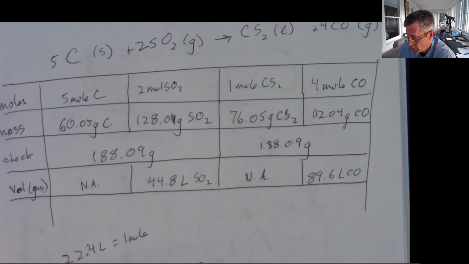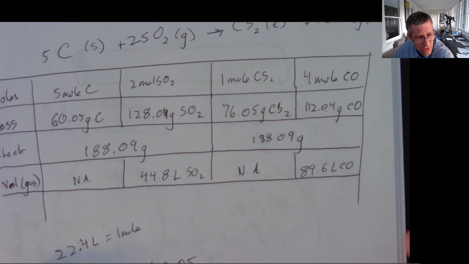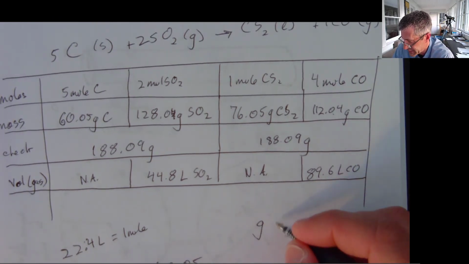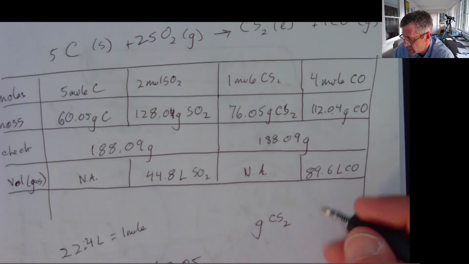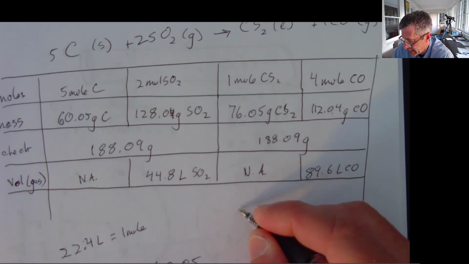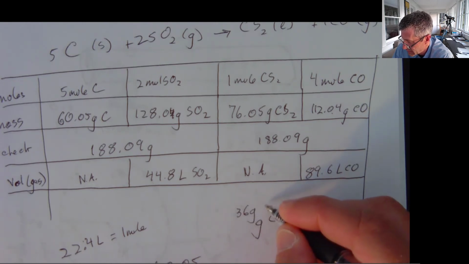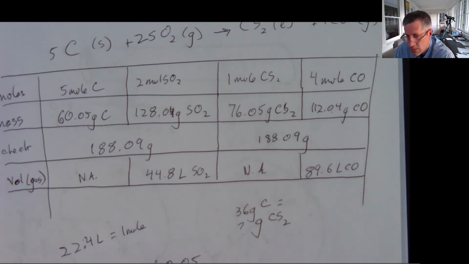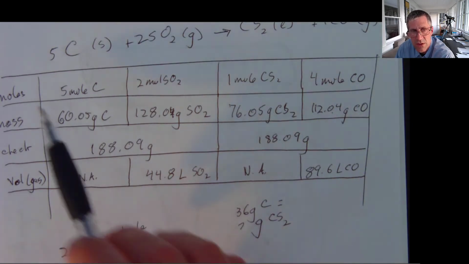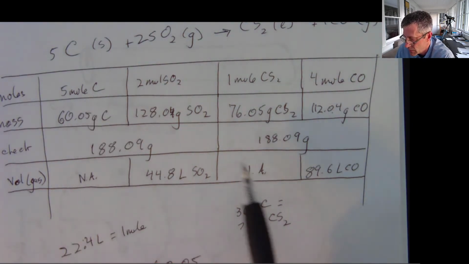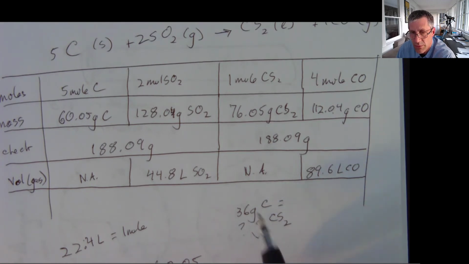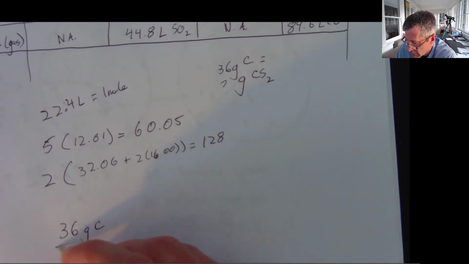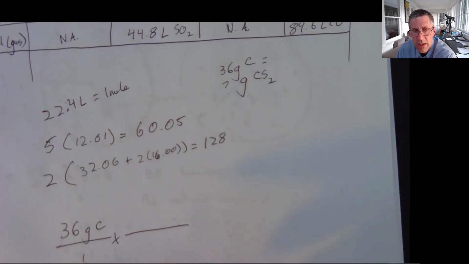So first question, let's see. Suppose I want to figure out how many grams of CS2 will be produced when I start with, I don't know, 36 grams of carbon. Now I'm going to do this in one step. This table, I can go from one thing in the table to anything else. So here's the strategy. I'm starting with 36 grams of carbon. I'm going to put that over 1. I'm going to multiply it by some fraction, and I'm going to follow my units.